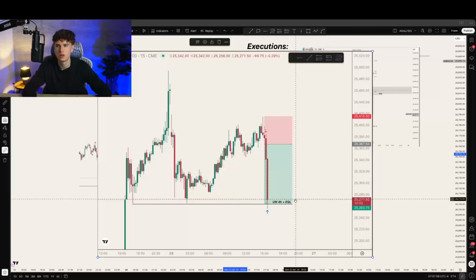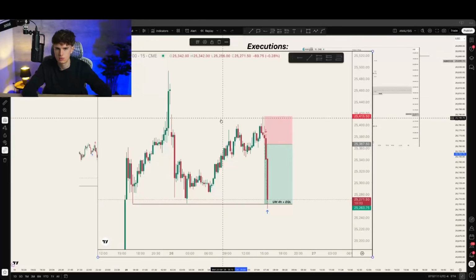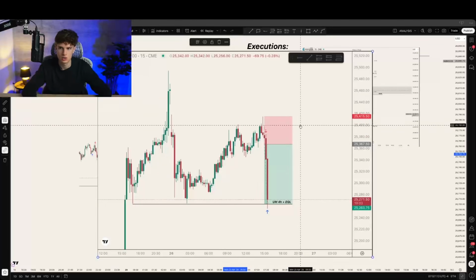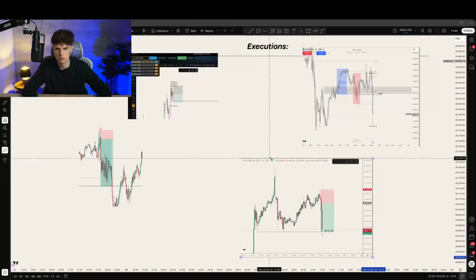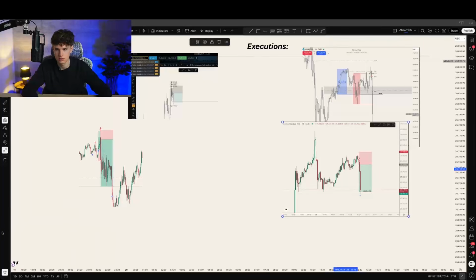So what is 930 going to do? It's not going to manipulate if the manipulation has already occurred, but it's going to distribute lower. So these were a few chart examples.